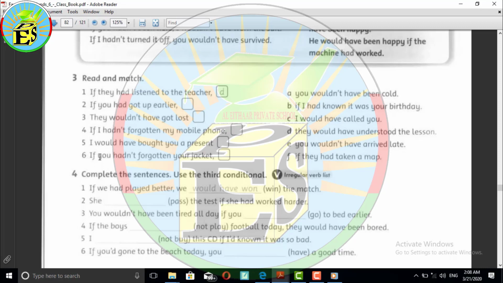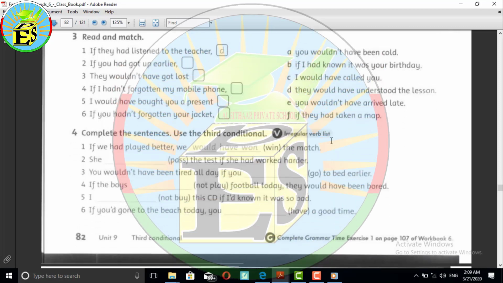Last one. If you hadn't forgotten your jacket, what happened? Yes, excellent. 1 or A. You wouldn't have been cold. Excellent. You are excellent today. Go to the next exercise. Complete the sentence. Use the third conditional and the irregular verbs list.